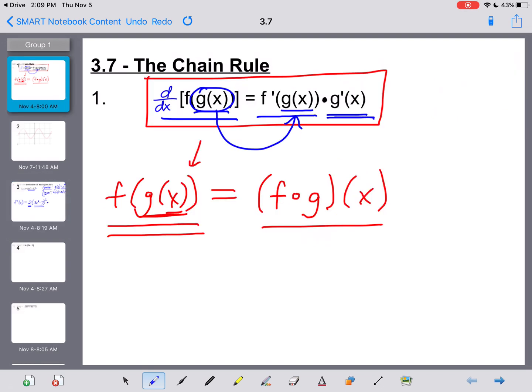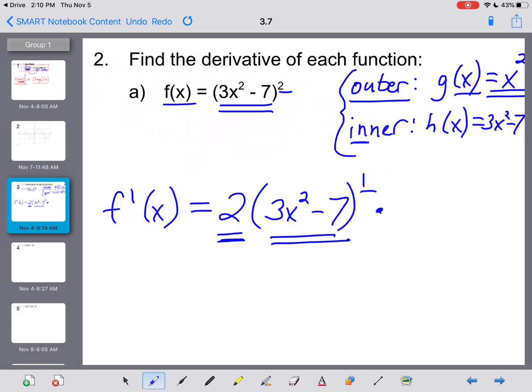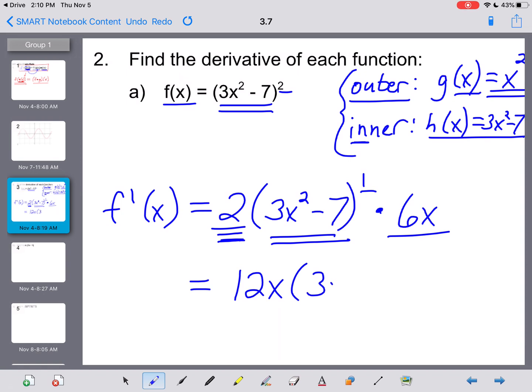Okay, but then at the end of all that, we're going to multiply here by g prime of x, which was the derivative of that inner function that we didn't change. And the inner function here, h of x, was 3x squared minus 7. So the derivative of that is going to be 6x. So obviously we can clean this up just a little bit. That exponent of 1 obviously doesn't need to be there, but we've got a 2 and a 6x being multiplied together, so I definitely think we should make that a 12x multiplied by the binomial of 3x squared minus 7.